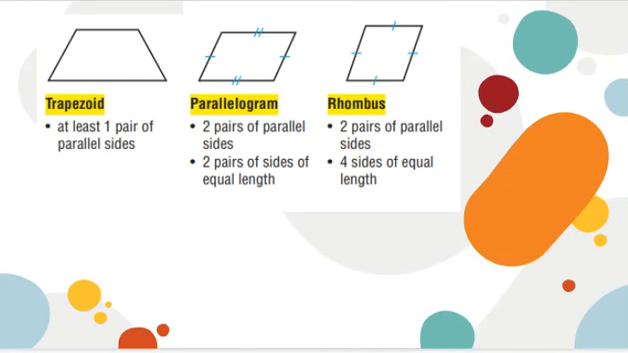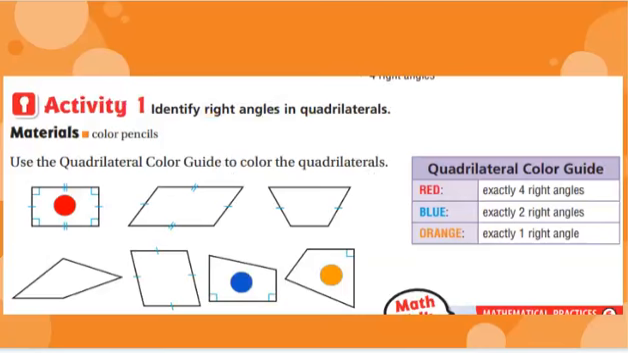To me, that looks like a trapezoid. So with a trapezoid, you just need at least one pair of parallel sides. And that's something that I see in this shape, is these are parallel sides. It's okay that it doesn't quite look the same. If it fits those rules, that tells us that we're dealing with a trapezoid.